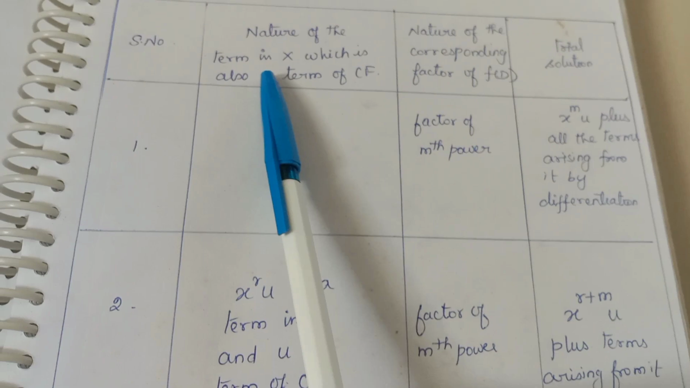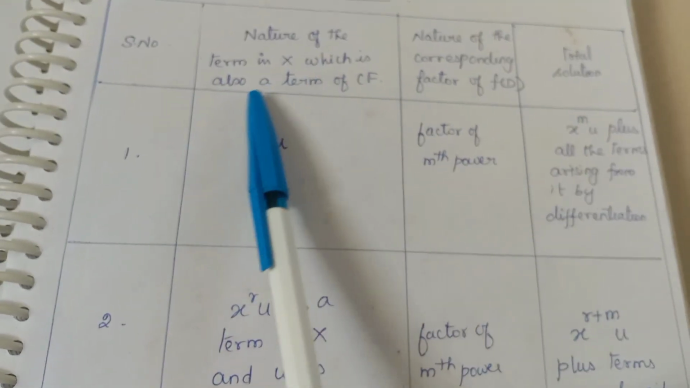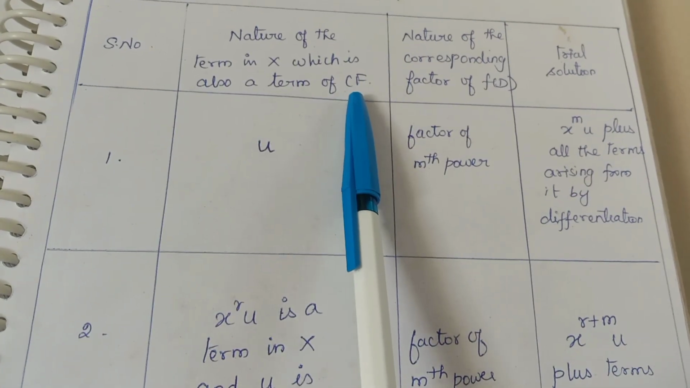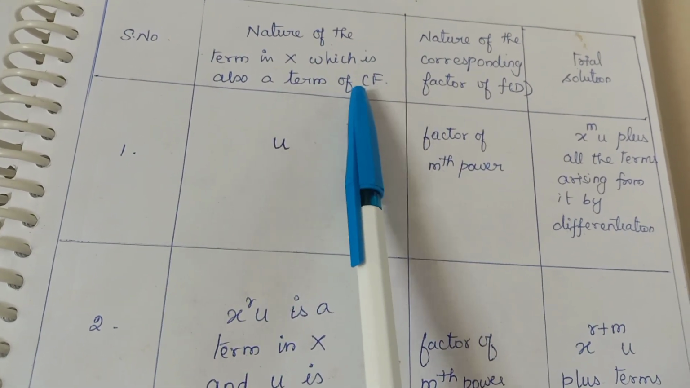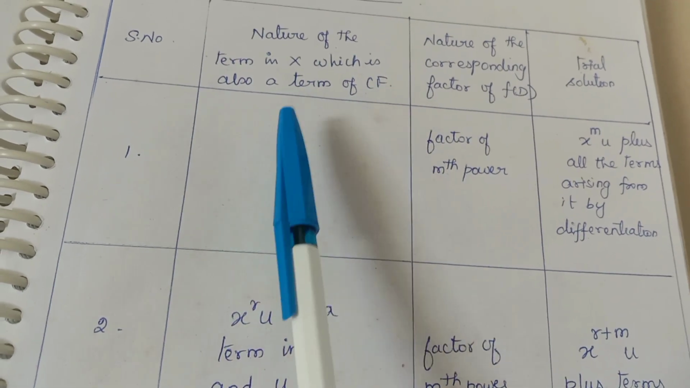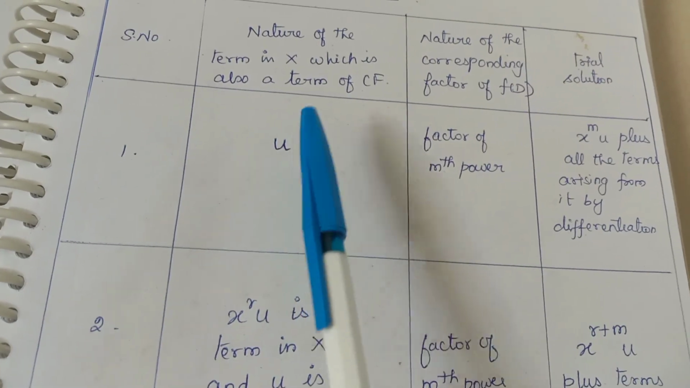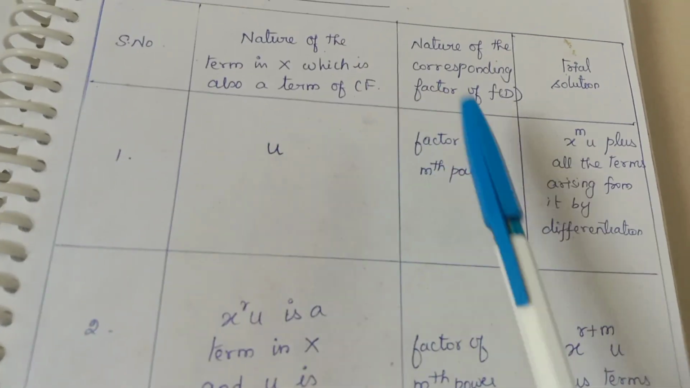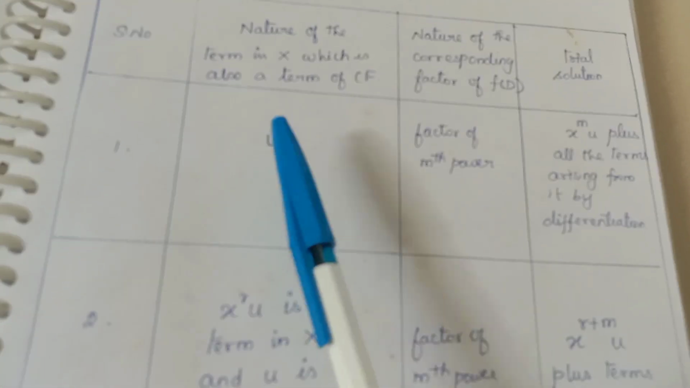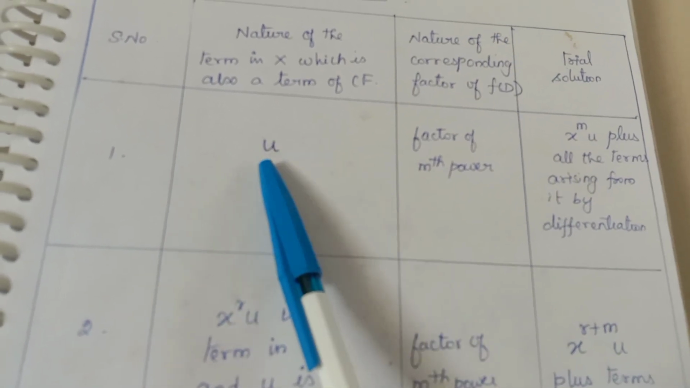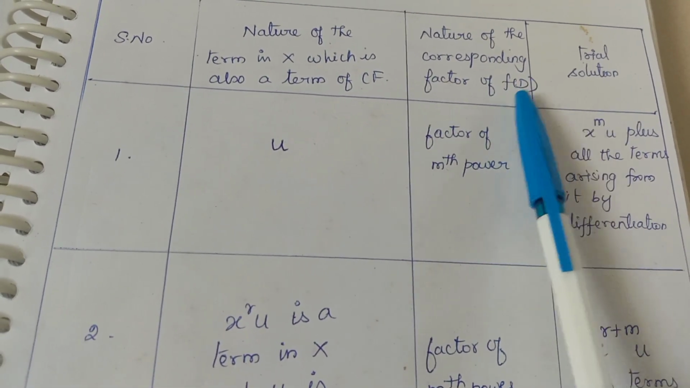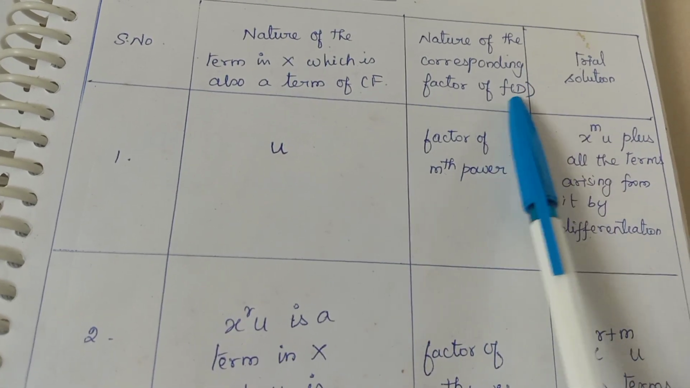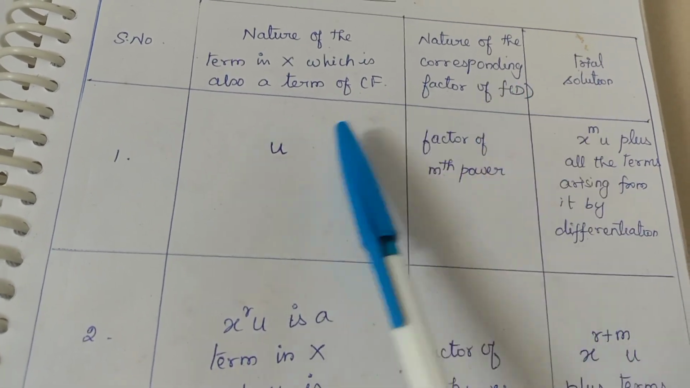Here see the nature of the term in X which is also a term of the complementary function. That is, on the right hand side of the given equation you will have some capital X, and one or all of the terms in the right hand side may appear in the complementary function also. Then, if u is the term which is repeating both in the complementary function and in the right hand side, what you have to do is look at the factor of f of D. You will be factorizing that f of D in the complementary function. Look at the factor of f of D in which this u is appearing.